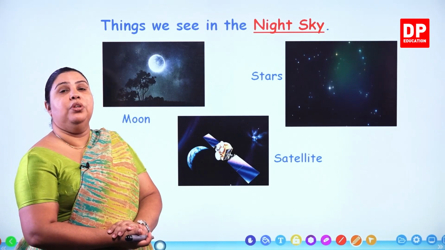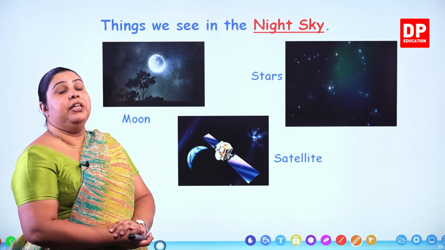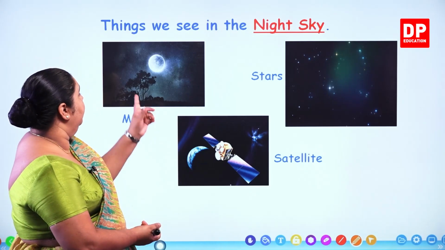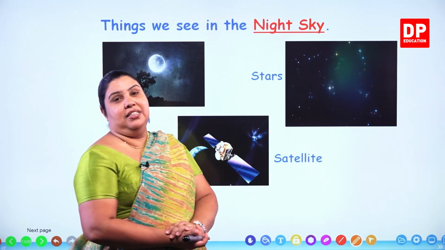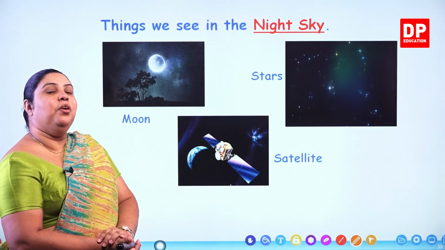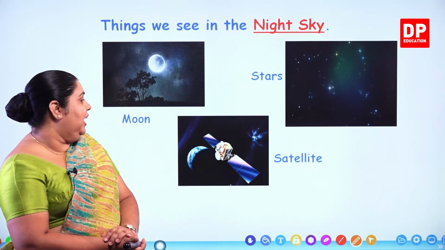We see the moon. We can see the moon only in the night. We see the moon at night, right, dear? There you go. This is the moon. And we see the stars. It is at night that the stars are in the sky. We see the stars in the night time.